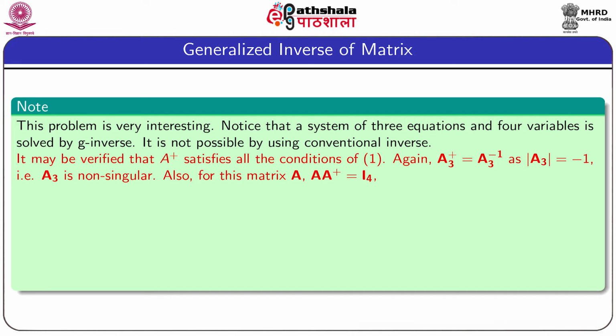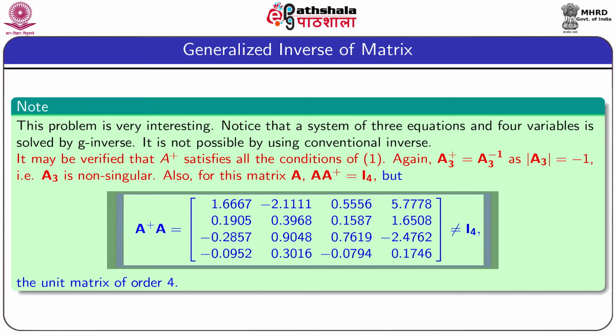It may be verified that A plus satisfies all the conditions of the Moore-Penrose inverse. Again, A3 plus equal to A3 inverse. A3 inverse is the conventional inverse of the submatrix A3, because for this submatrix A3 the determinant is minus 1, that means A3 is a non-singular square matrix. And also for this matrix, A into A plus is equal to I4, that means a unit matrix of order 4 by 4.